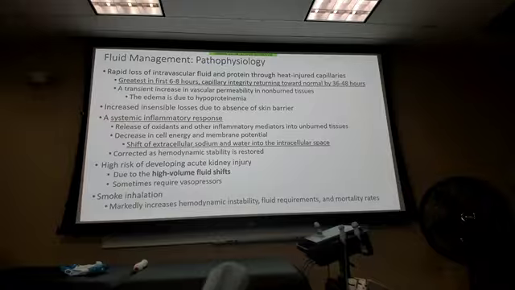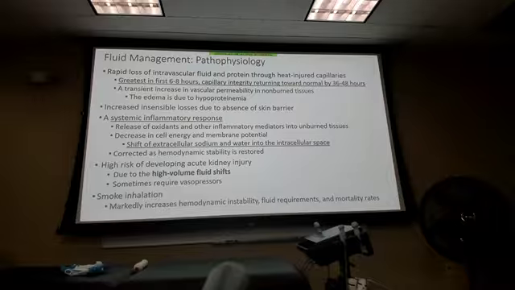It's going to be everything, kind of leaky. It's a systemic inflammatory response. So you have that shift of extracellular sodium and water into the intracellular space, so third spacing, which can really drive some hyponatremic type events, as well as some other electrolyte abnormalities.